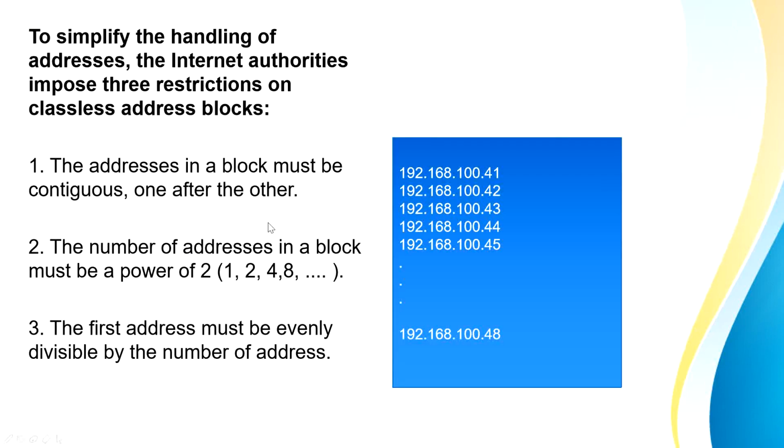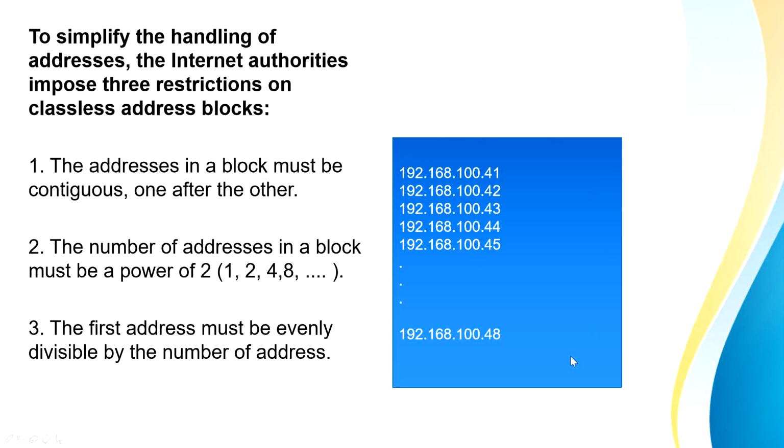There are some rules which we need to follow when we get a block of addresses from the ISP. The rules are as follows. The first rule is the addresses must be one after the other. They must be contiguous in nature, like 41, 42, 43, 44, 45 and so on. The second rule: they must be in a power of 2.